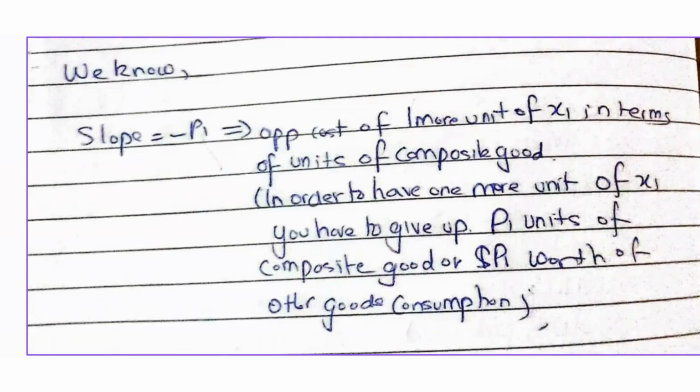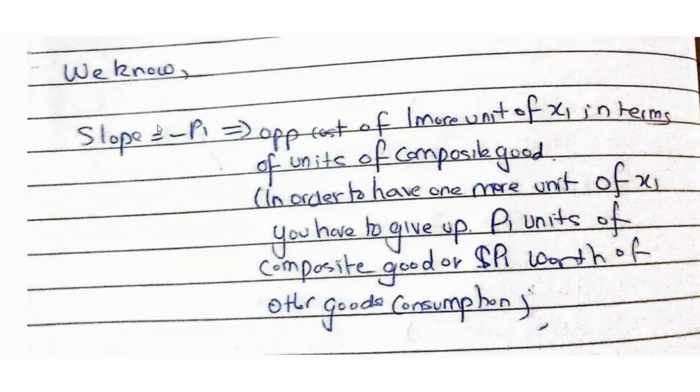In this case, we know the slope is minus P1. We know the interpretation of the slope was the opportunity cost of one more unit of the good on the horizontal axis in terms of the good on the vertical axis. Here it's the opportunity cost of one more unit of x1 in terms of units of composite good, because the composite good is on the vertical axis. In order to have one more unit of x1, you have to give up P1 units of composite good, or $P1 worth of other goods consumption, because each unit of composite good costs $1. So the slope still has the same economic interpretation. It's the opportunity cost of one unit of x1, now in terms of units of composite good.